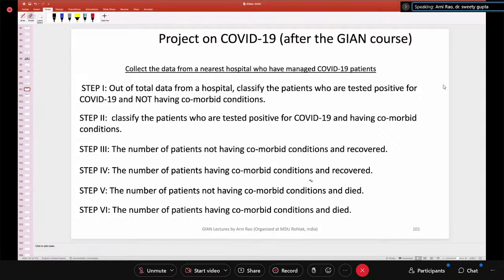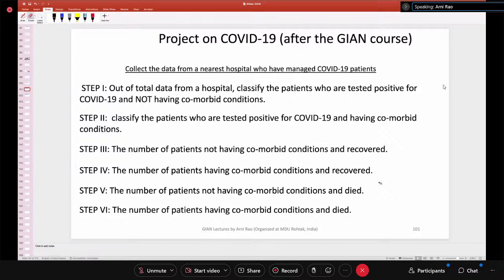Patient with comorbid condition recovered, another state. Patient with no comorbid condition died, another state. Patient may not recover, they die in the hospital, so that is a different state. And then patient with comorbid condition died. So 1 2 3 4 5. So various states you can include in the data, include in your chart, and then how the transition is happening.